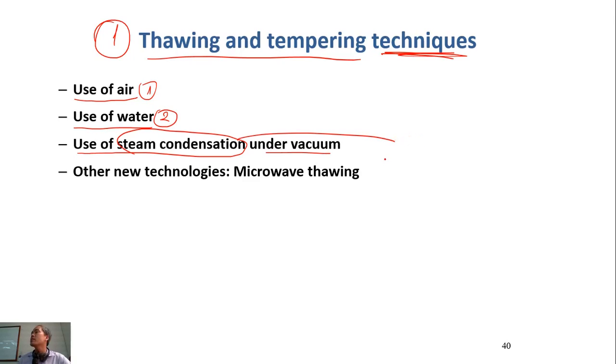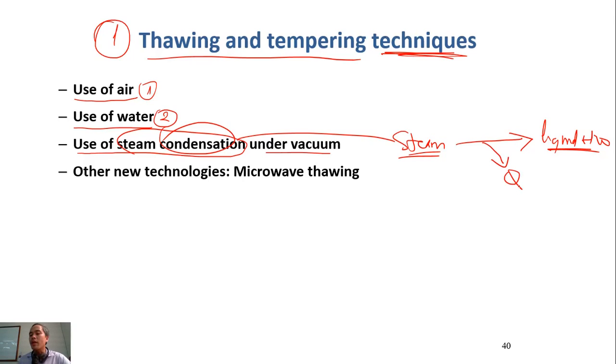Steam, what is steam? Steam is actually a water vapor at high temperature. Steam condensation means now you convert it from steam into what? Liquid water, and this is called condensation. Does this conversion release heat or absorb heat? Release heat. Release heat means supplying this heat into the frozen meat, frozen food, to thaw. So in this method, you use the heat released from condensation of steam to thaw the product.